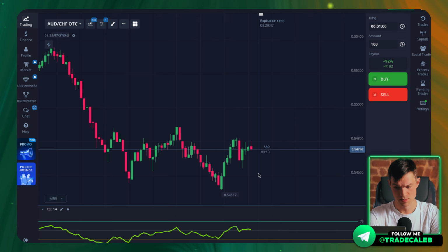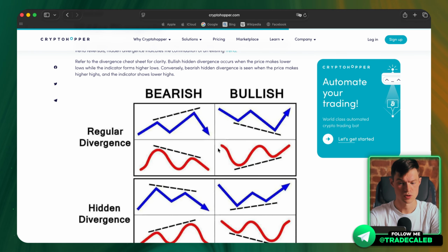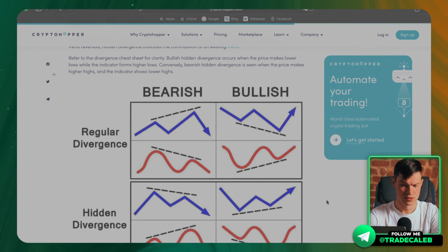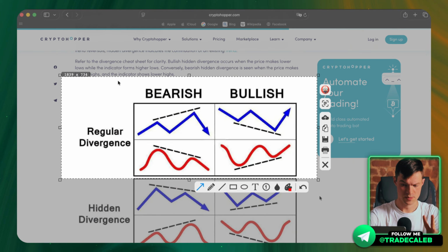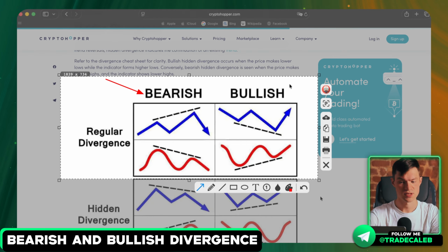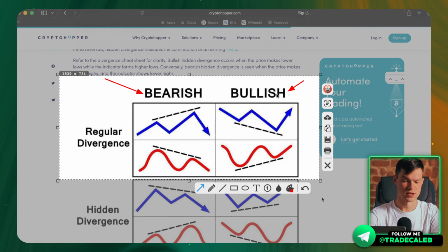Let me turn to this picture. This is a scheme that you should ideally memorize, take a photo of or write down, as it will serve as a helpful reminder for you. So we have only two types of divergence: bearish divergence and bullish divergence. What's the difference between them?